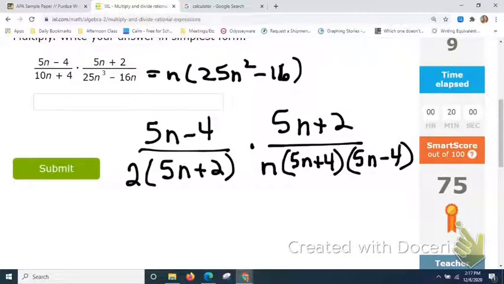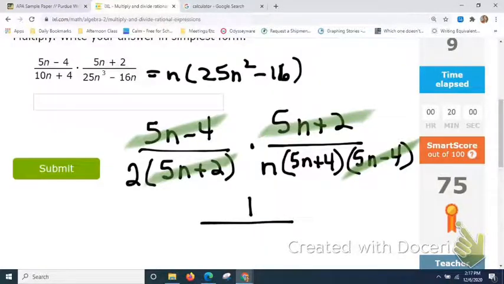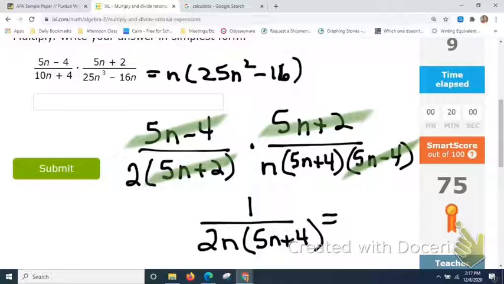Now I look to see what can cancel. 5n minus 4, bam. 5n plus 2, bam. So there's nothing left in the numerator that's not canceled out, so the numerator is a 1. And then 2 times n is 2n, and then 5n plus 4. So everything that's left is in the denominator. Again, this is the same thing as 1 over 10n squared plus 8n.